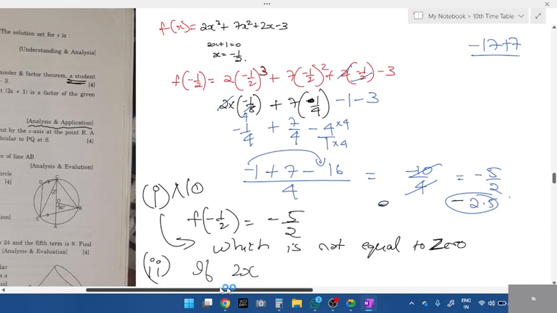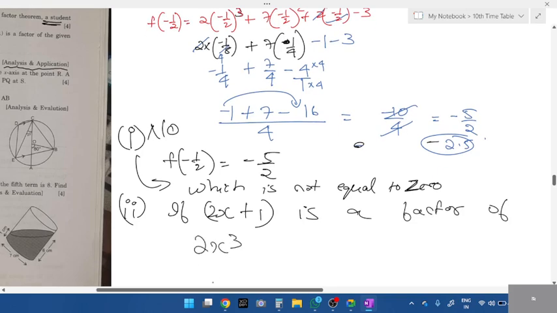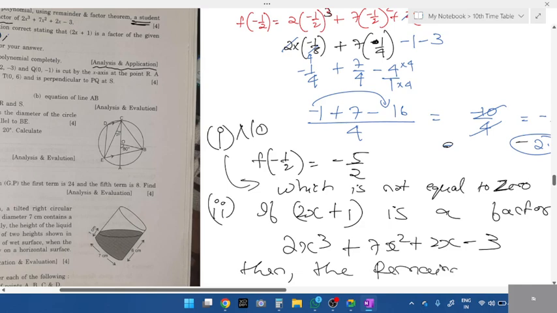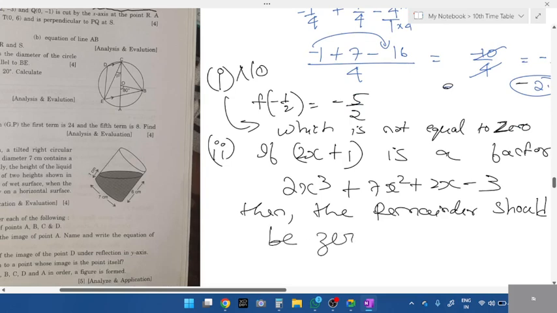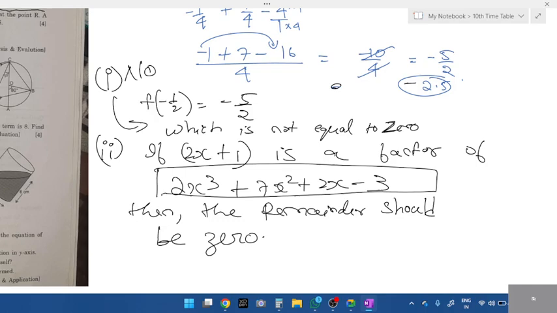If 2x plus 1 is a factor of 2x cube plus 7x square plus 2x minus 3, then the remainder should be 0. The remainder, that is the solution which we got, should have been 0. This is the reason you have to write. If 2x plus 1 is a factor of f of x, then the remainder should be 0. In this question, the remainder is not equal to 0, students.